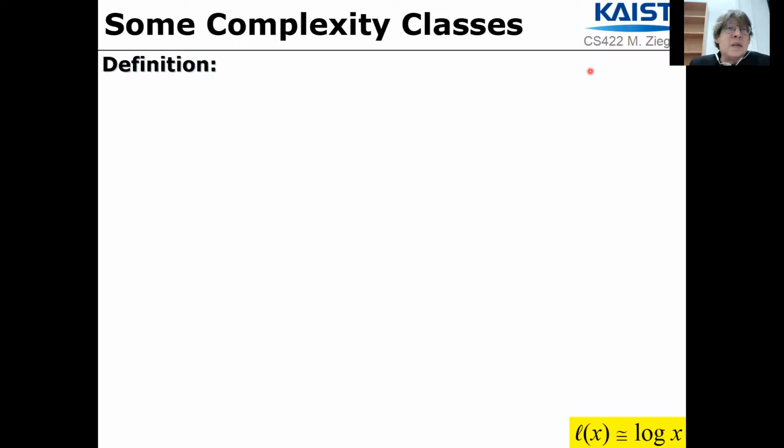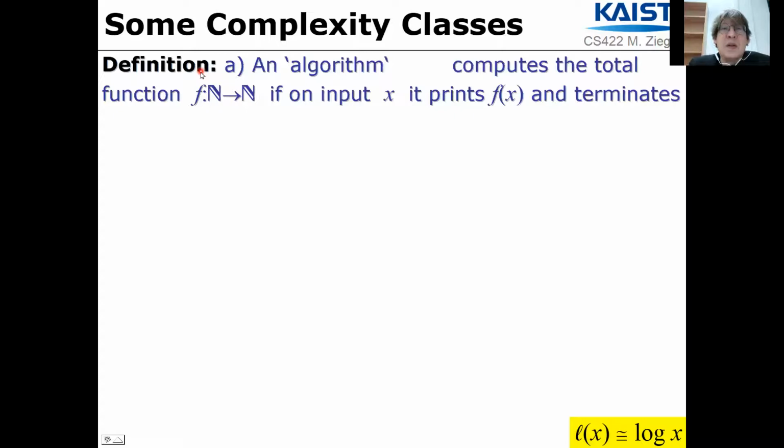Let us introduce some major complexity classes. And to this end, let us first recall and refine the notion of computational complexity of a function. Remember, we defined that an algorithm informally is said to compute a total function f if on input x, it eventually prints f of x and then terminates. Termination is important to prevent the algorithm from reverting its purportedly first output.